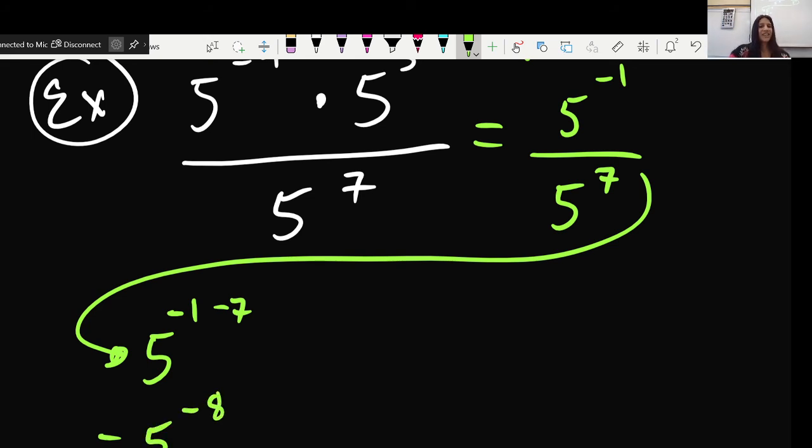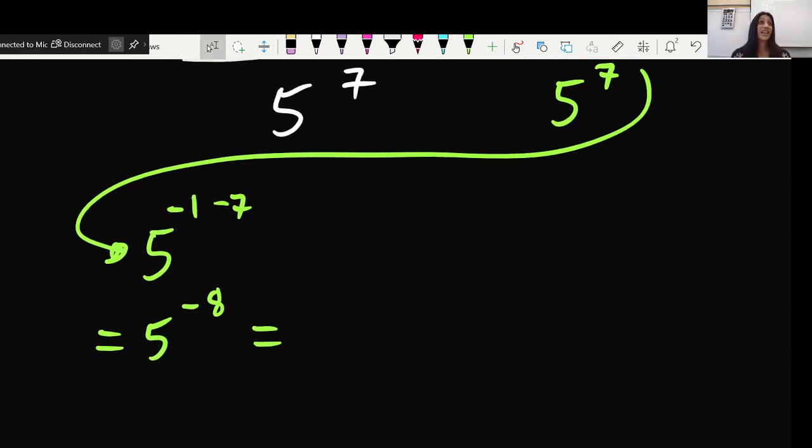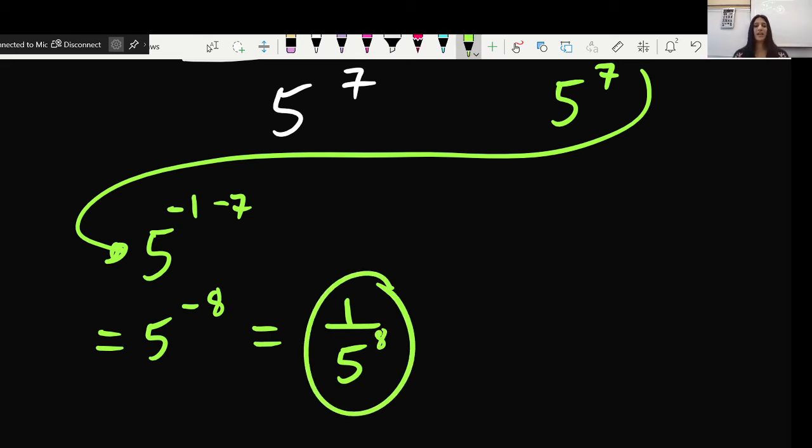5 to the negative 8, and we just talked about how we don't like leaving it that way. What's a better way that I can rewrite that? 1 over 5 to the 8. Yeah, 1 over 5 to the power of positive 8. So this is the best way that we could simplify and give our answer.